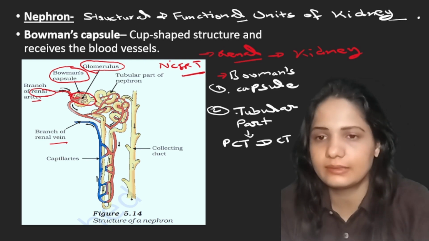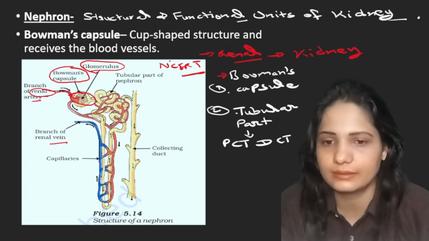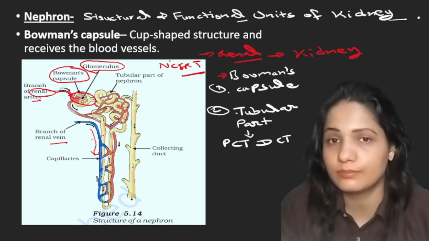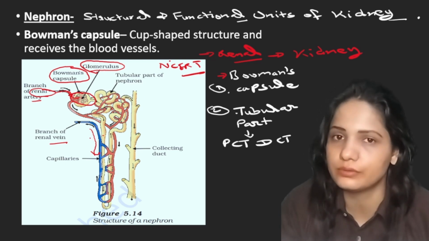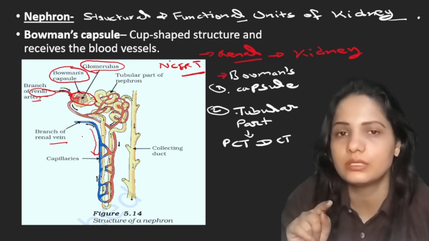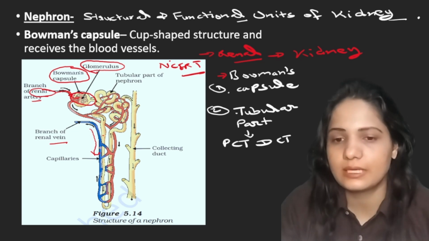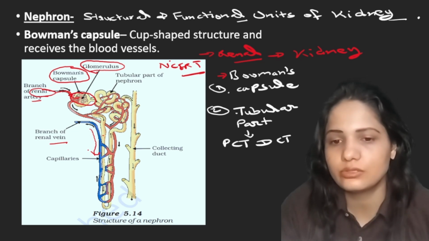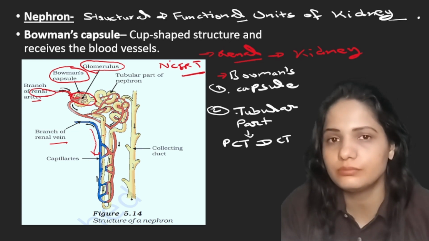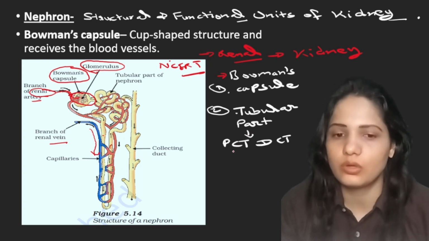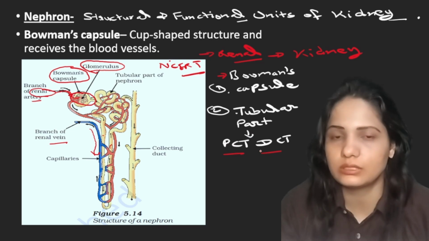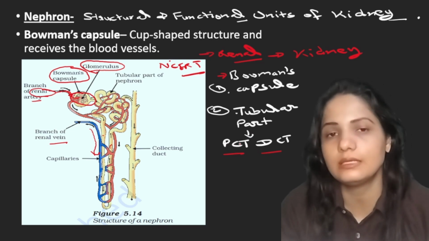If I mark PCT and DCT in the diagram, this part which is going downward is the PCT, proximal convoluted tubule. As these are in convoluted form, we say convoluted tubule. This is the proximal convoluted tubule, PCT, and this one is the distal convoluted tubule, DCT. All right, now we have these tubular structures PCT and DCT in the nephron.